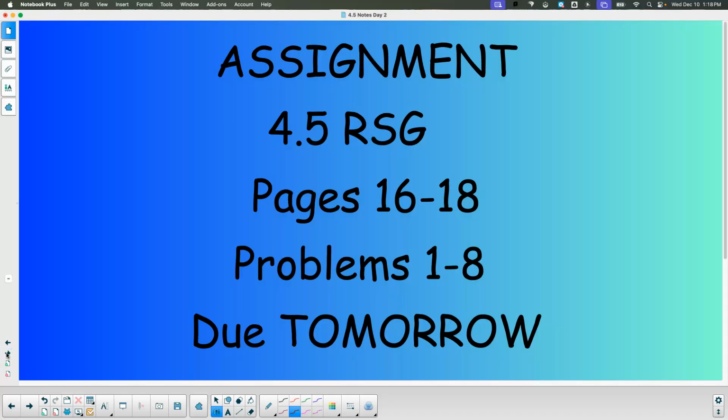Your homework this evening is 4.5. It is on pages 16 to 18. It will be due tomorrow. I remind you also that Friday, not tomorrow, but Friday, we will be having another quiz. And your test will be a week from tomorrow.